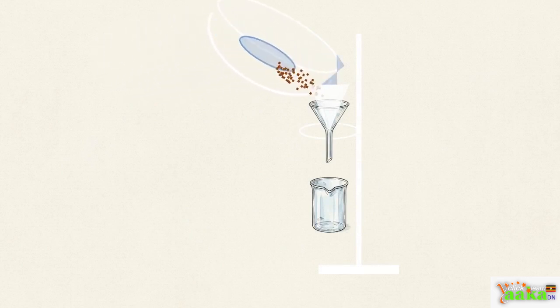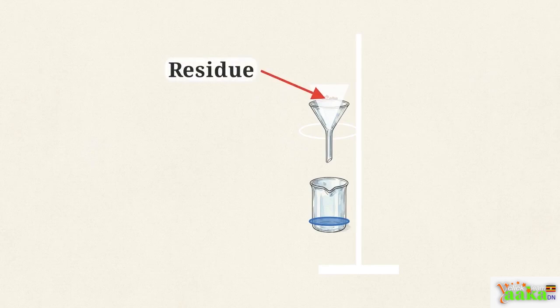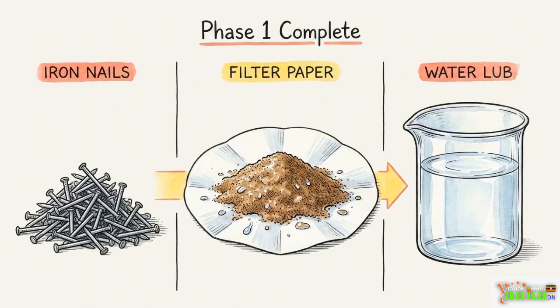Now we use filtration. Pouring the mixture through a funnel physically traps the solid sand, allowing the liquid to drain through. The brown sand left on top is the residue. The clear, salty liquid that passes through the paper is the filtrate. By combining magnetism and solubility in order, we successfully isolated the iron and the sand. Now we just have the liquid solution to pull apart.